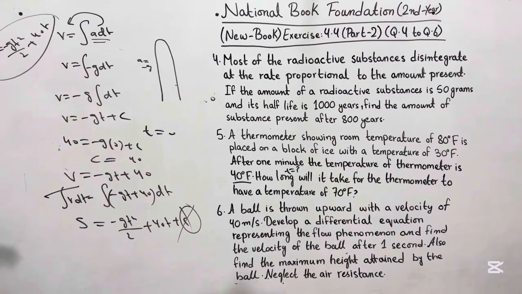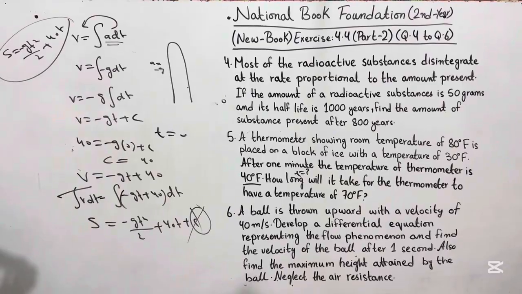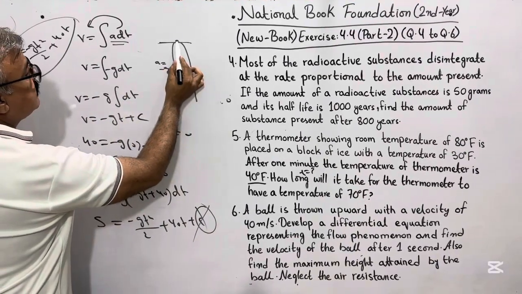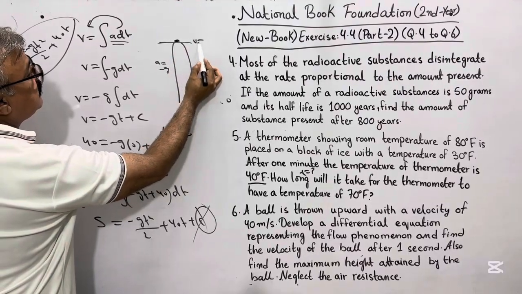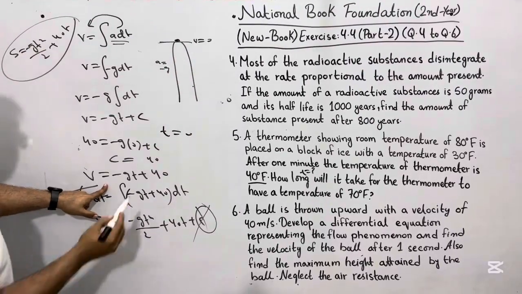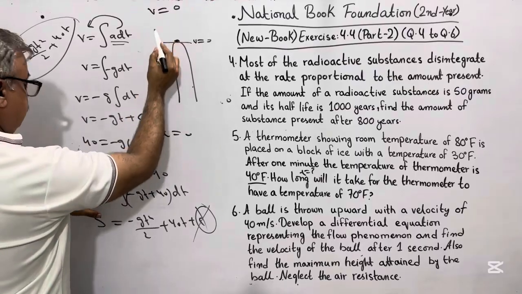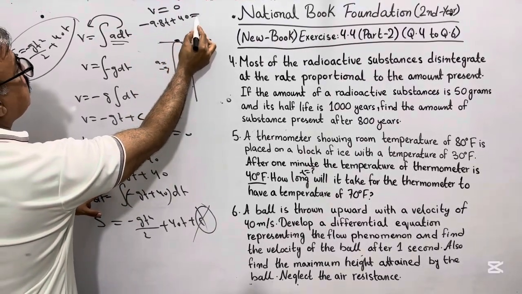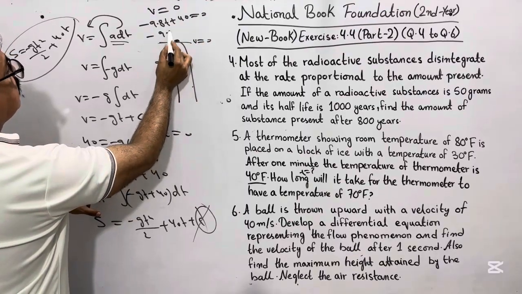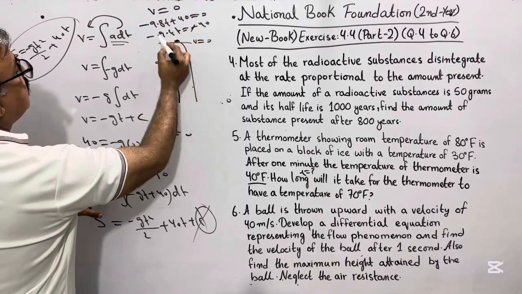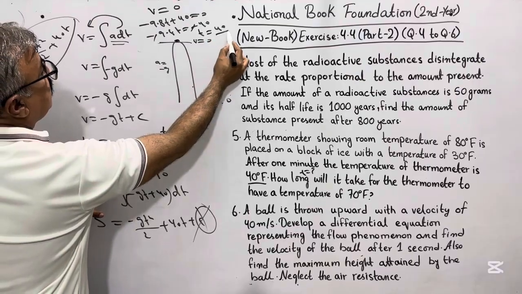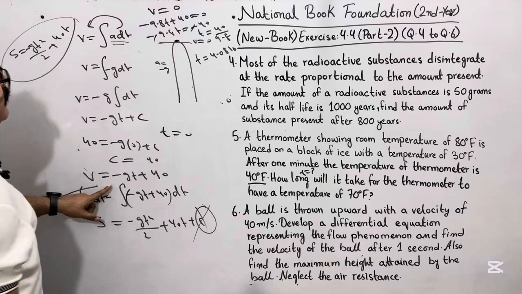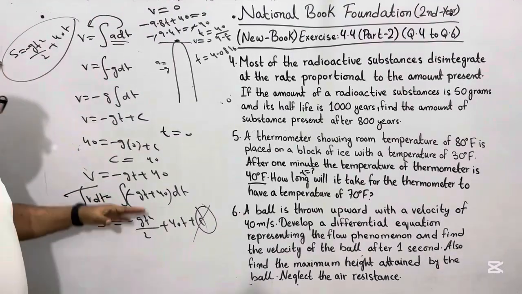Furthermore, when it reaches maximum height, at this very moment, velocity is zero. Here we have velocity 0 means minus g, that is 9.8, t plus 40 is equal to 0. Solving, minus 9.8t is equal to minus 40. Cancel out, t is 40 divided by 9.8. T is 4.0816, which we have calculated.